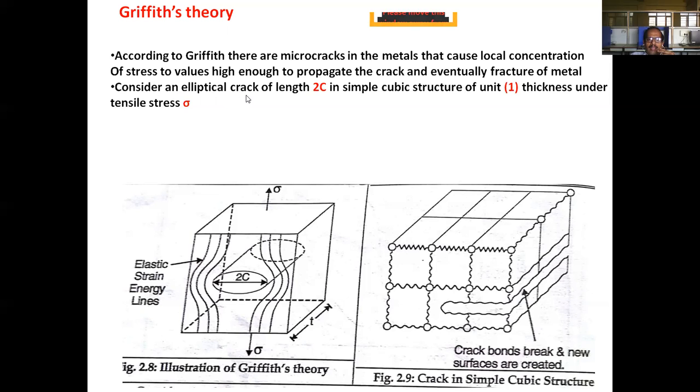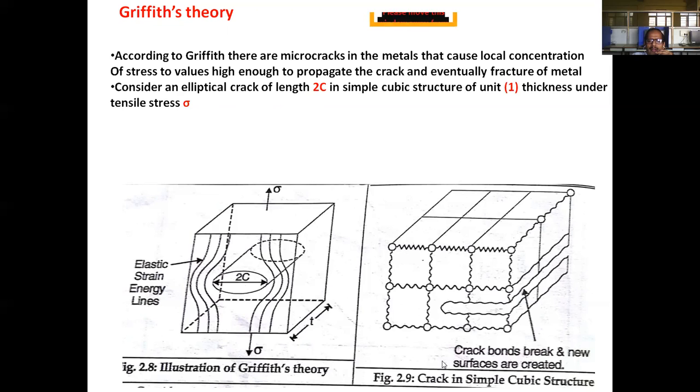Consider an elliptical crack of length 2c in a simple cubic structure of unit thickness under tensile stress. So he considered this simple cubic structure, like this, with an elliptical crack of length 2c. We suppose this crack is already there during its manufacture. The thickness of the structure is 1 unit, the crack length is 2c, and the tensile stress applied is sigma. The tensile loading is applied from both directions.